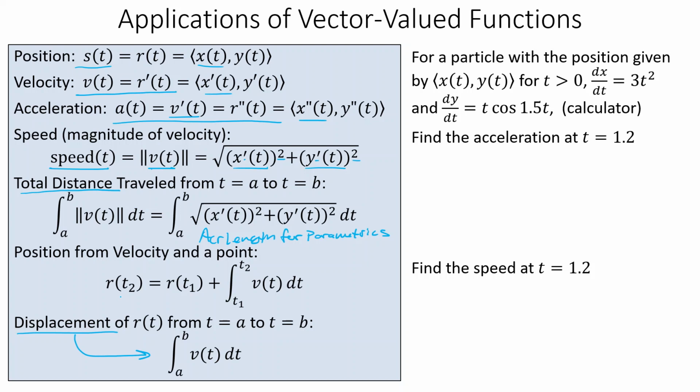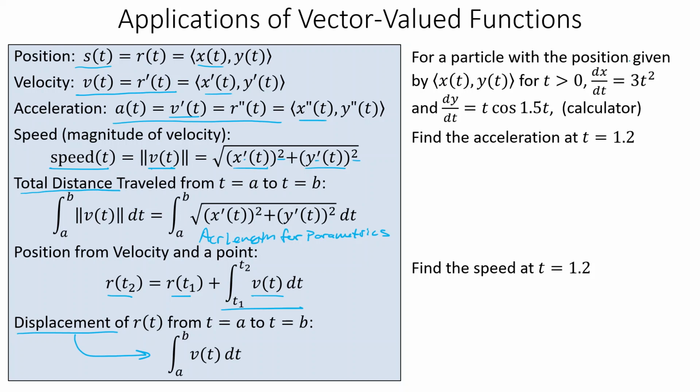If we want to know a new position based on an old position and the velocity, we integrate the velocity to find the total displacement over that interval, which is this, and we add it to the original position. By the way, this is just like the definition of the integral here, because this would be r of t2 minus r of t1, and we just add the r of t1 over to the other side, and that gets it. All right, so let's look at some examples here.